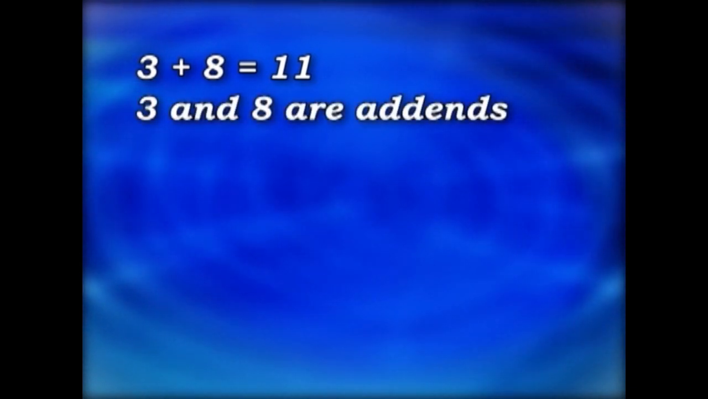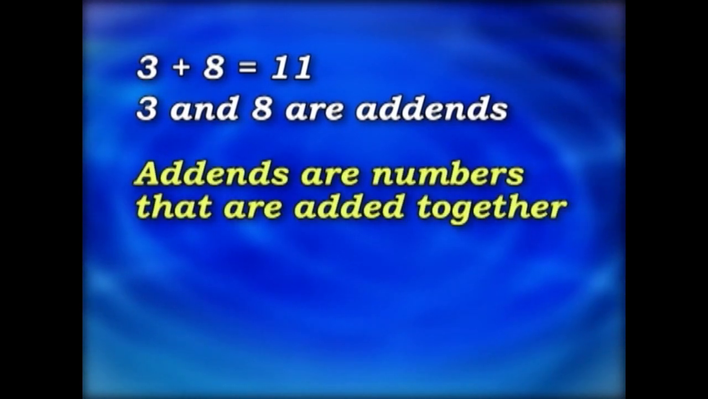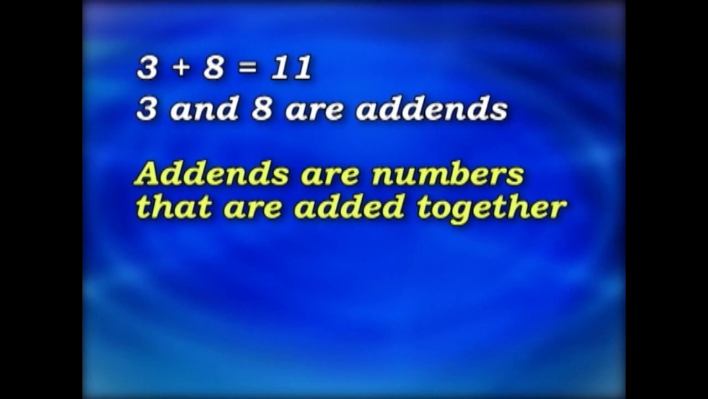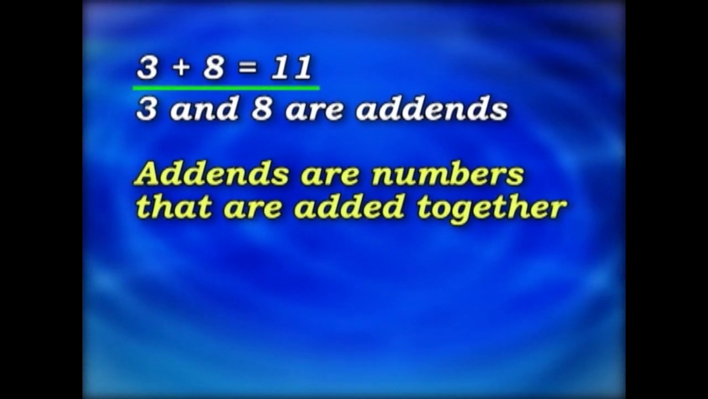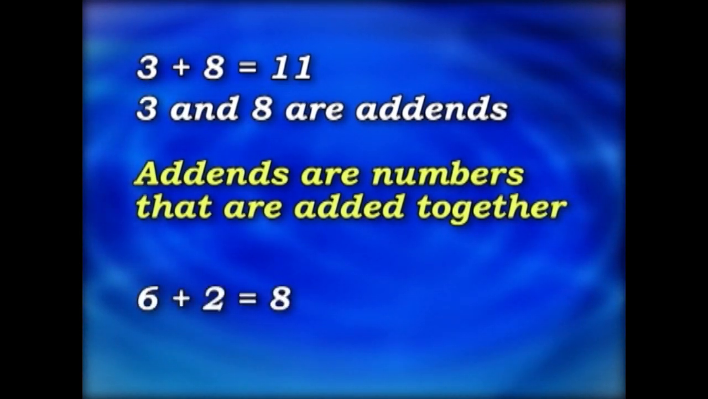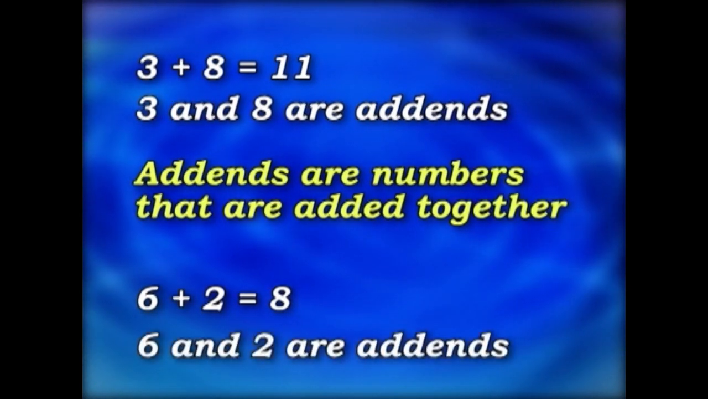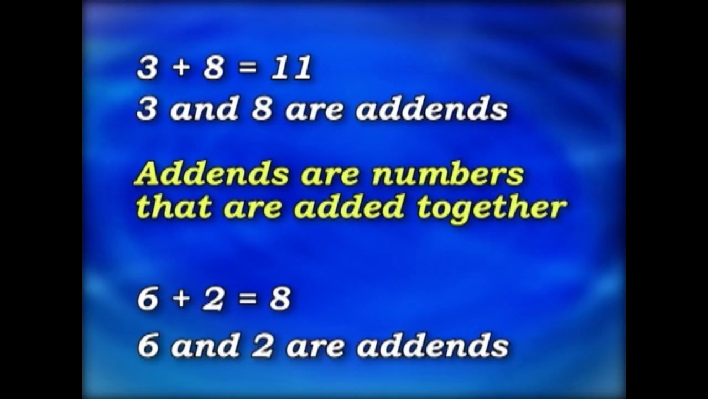Look at the first sum. 3 plus 8 equals 11. Now 3 and 8 are called addends. Addends are numbers that are added together. I'm only telling you this just in case somebody asks you. As long as you know that 3 plus 8 equals 11, that's the most important thing. Just as in 6 plus 2 equals 8, 6 and 2 are addends because they're added together.